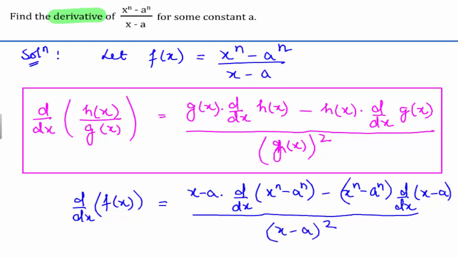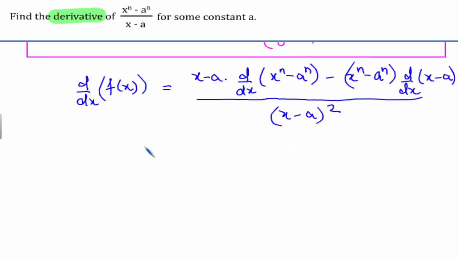Now this is further equal to x minus a into the derivative of x raised to the power n minus a raised to the power n, and derivative of the difference of two functions is the difference of the derivatives of the function, and here the derivative of a raised to the power n is 0 since it is a constant function. Therefore, here we have n into x raised to the power n minus 1. Then we have minus x raised to the power n minus a raised to the power n.